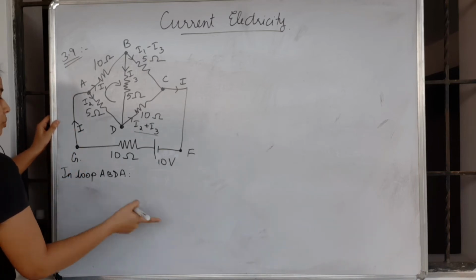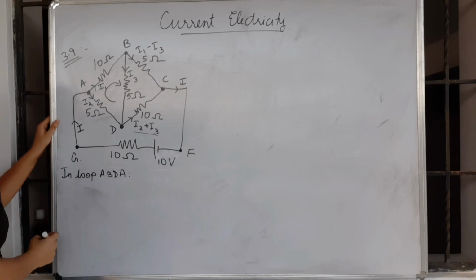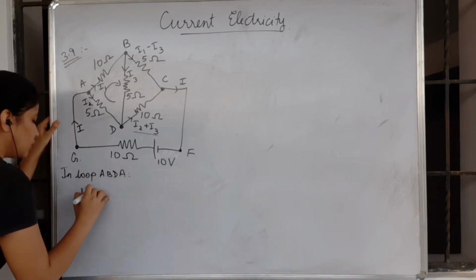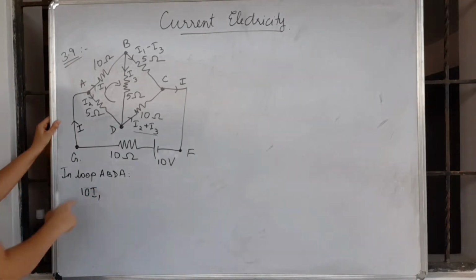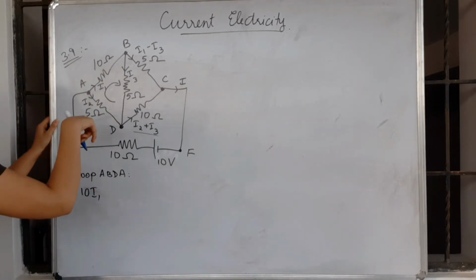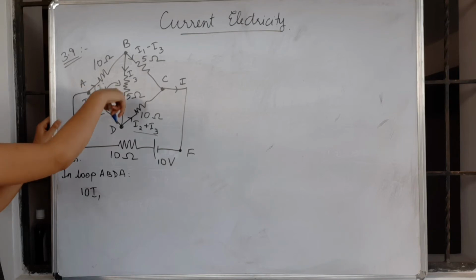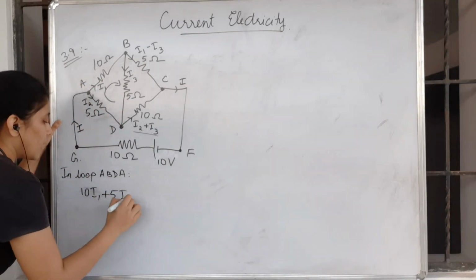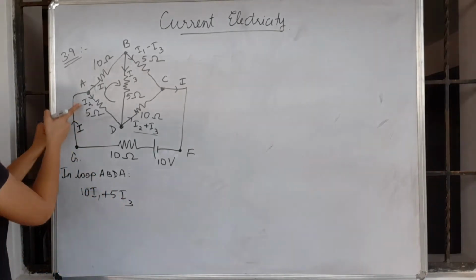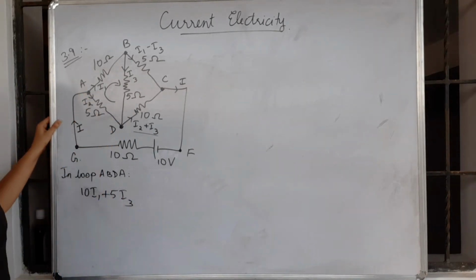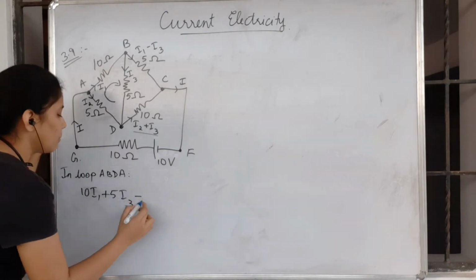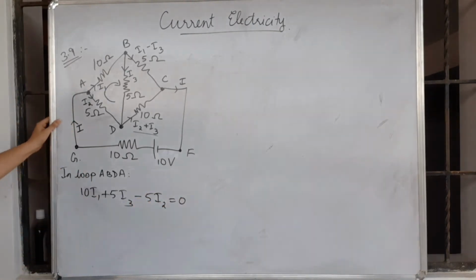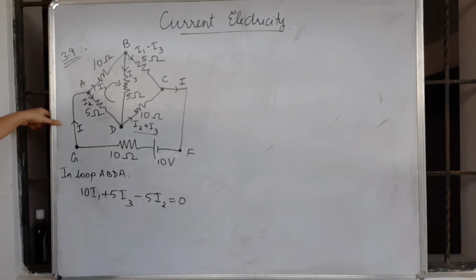In loop ABDA, we have I1 into 10, which is along the same direction as the loop, so 10 I1. Then this one is also along the loop's direction, so you will write plus 5 I3. Here you are going opposite to the current flow, so you will write minus 5 I2 is equal to 0. There is no voltage connected here, so that is equal to 0.